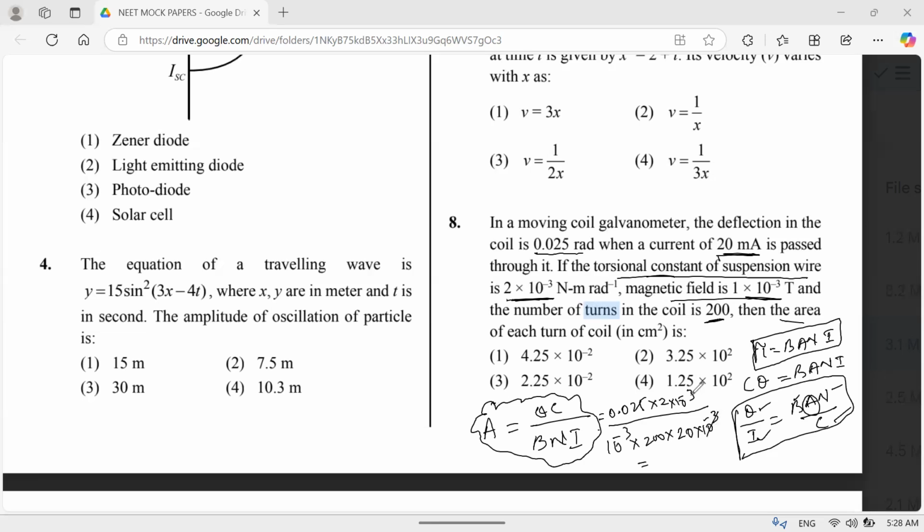10 power minus 3, and this will get cancelled. This 2 will get cancelled, isn't it? 10 power plus 3 and 10 power minus 3 will get cancelled. So now it is 0.025 multiplied by 2 divided by 2 into 2. This will also get cancelled. So it is 0.025 divided by 2.